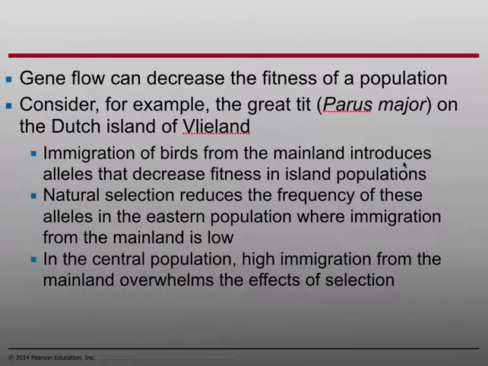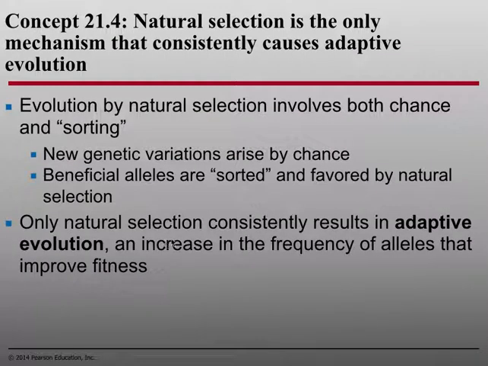Immigration of certain birds came from the mainland. They introduced alleles that decreased fitness in island populations. In other words, we introduced certain things that decreased populations on these islands. Natural selection reduced the frequencies of these alleles in the eastern population where immigration from the mainland was low. But in the central population, high immigration from the mainland overwhelms the effect of selection, causing the other birds to die off. All right.